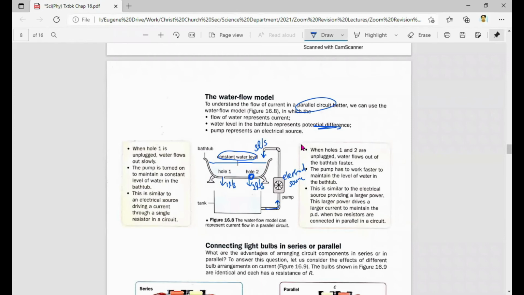And therefore, this is a similar concept, in the sense that because the pump will want to ensure a constant water level, when more holes are pumped in, when there are more paths for the current to flow, the pump will need to work harder to ensure that the water level stays constant and the potential difference stays the same.